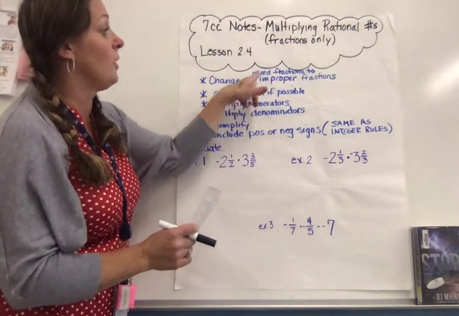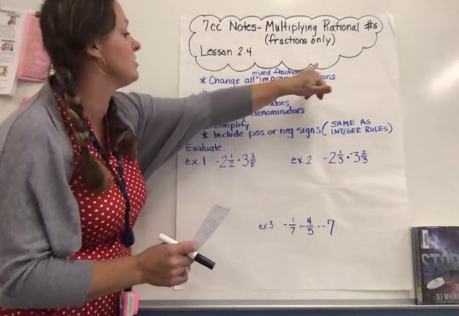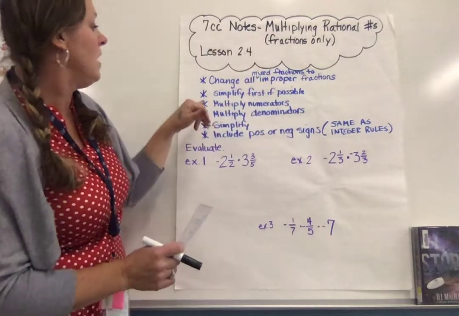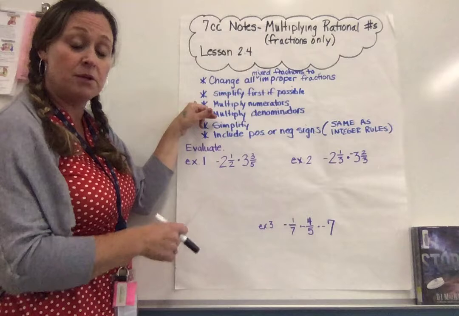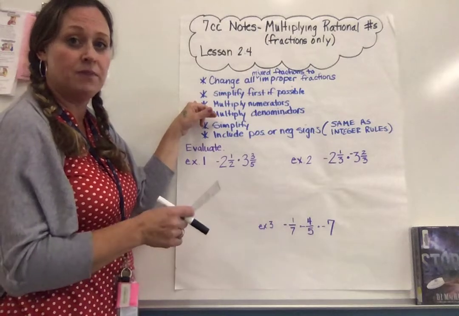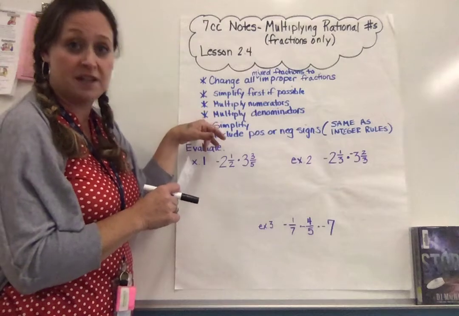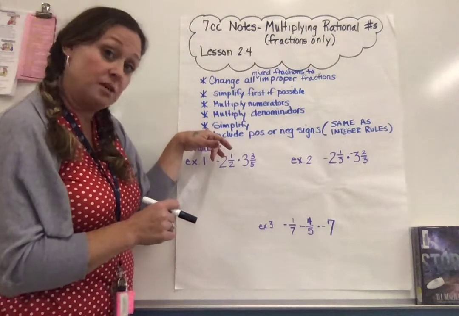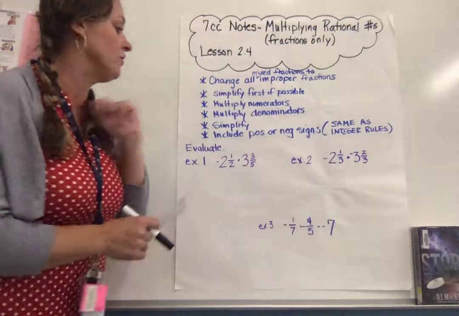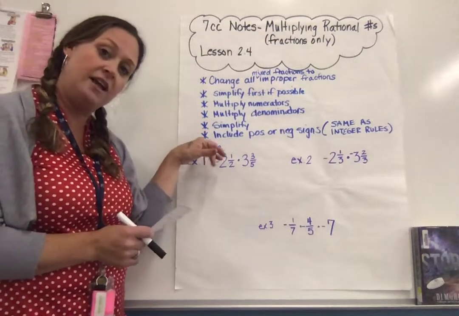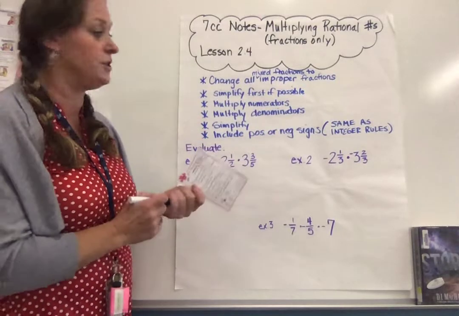You're going to change all mixed fractions or mixed numbers to improper fractions. You're going to simplify first if possible. Some people call that cross-simplifying. You're going to multiply the numerators, you're going to multiply the denominators, you're going to check to make sure it's simplified again, and then you need to make sure that you include a positive or negative sign, and you're going to follow the rules for integers in order to do that.